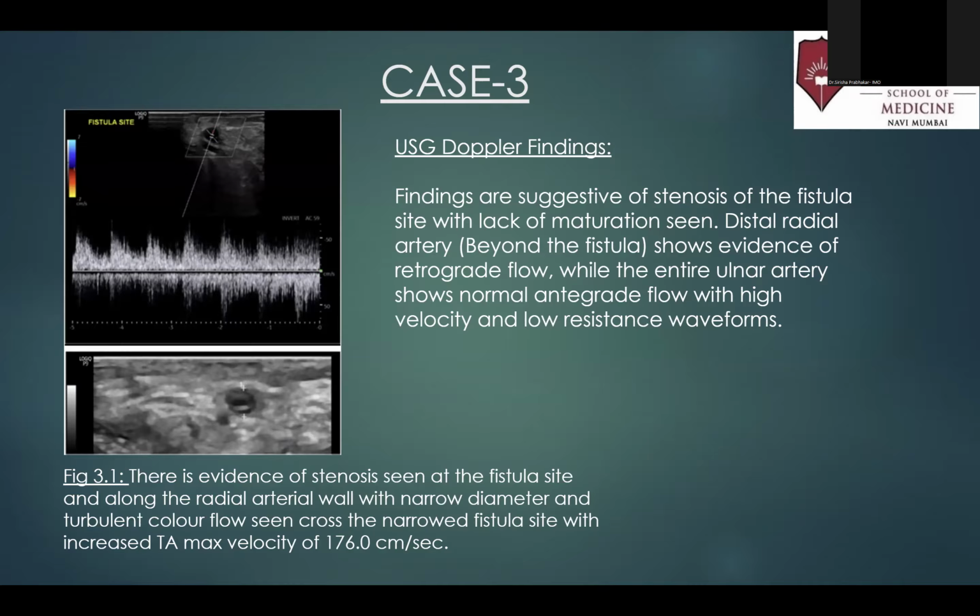The distal radial artery beyond the fistula showed evidence of retrograde flow, while the entire ulnar artery showed normal antegrade flow with high velocity and low resistance waveforms. So this was the third case which demonstrated the complication of stenosis of the fistula. The key point from this case was that this fistula never properly matured due to stenosis.